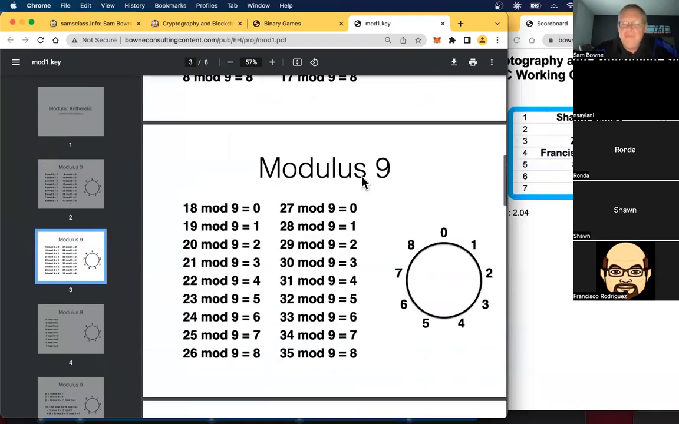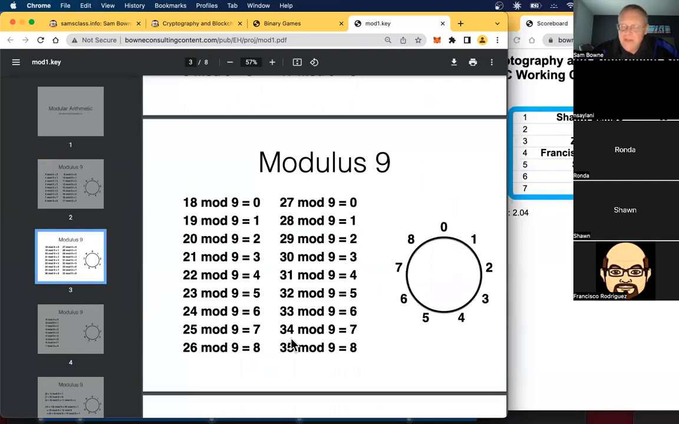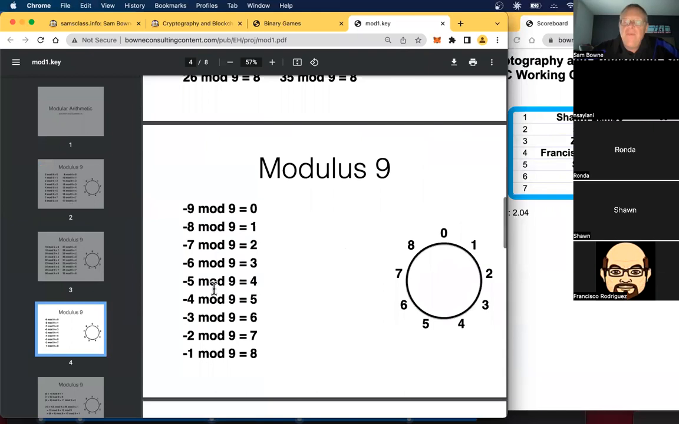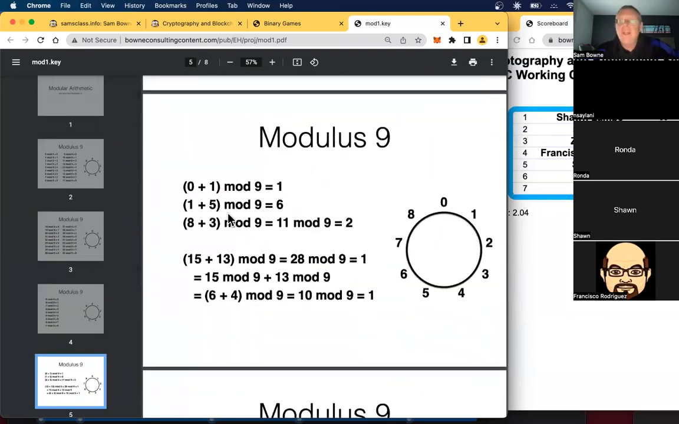So this is how modular arithmetic works. You can make numbers as big as you want, but the output will always be between 0 and 8. You can have negative numbers. You can have 0 and go minus 1. You get 8, minus 2, you get 7, and so on. All right, that means you can add numbers. 0 plus 1, mod 9 is 1. 8 plus 3, mod 9.